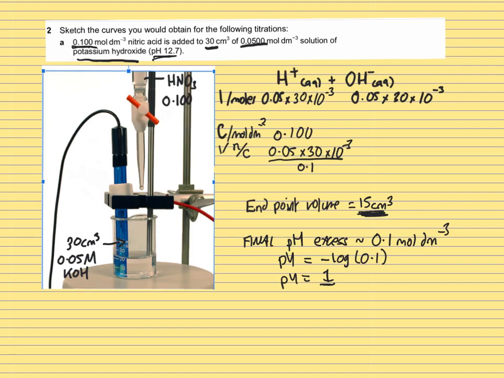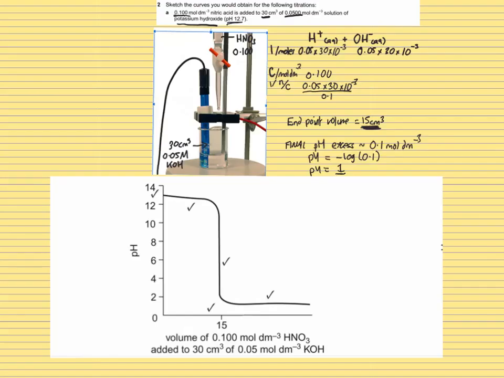Now we can plot our graph, or sketch the graph. On your graph, remember that the x-axis is the volume of the acid that's being added, so that is your nitric acid, in centimetres cubed. The y-axis is increasing pH. We knew the start pH, we were told it was pH 12.7, so it's roughly there. That decreases slightly until it reaches what is called the equivalence point, and at the equivalence point the moles of hydrogen ions is equal to the moles of hydroxide ions.